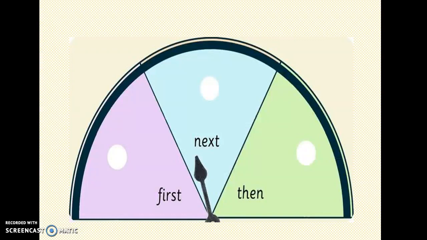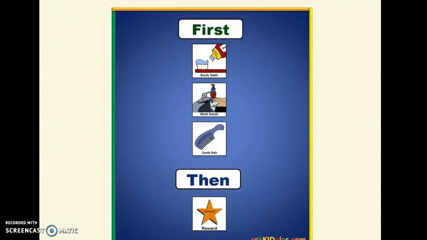This one has a first, next, then. Or you can simply just use the first-then format, but add more steps to it. So for example, first you're going to brush teeth, wash hands, comb hair, then you get the reward. Same can be used in the classroom as well.